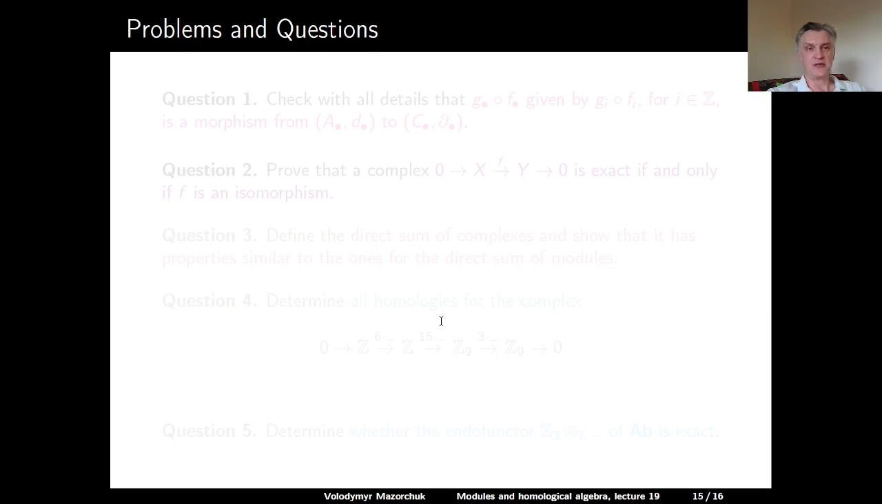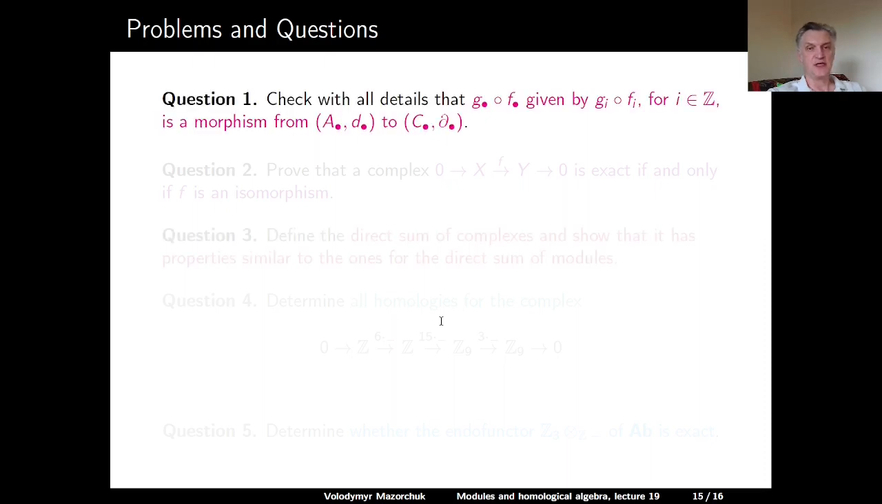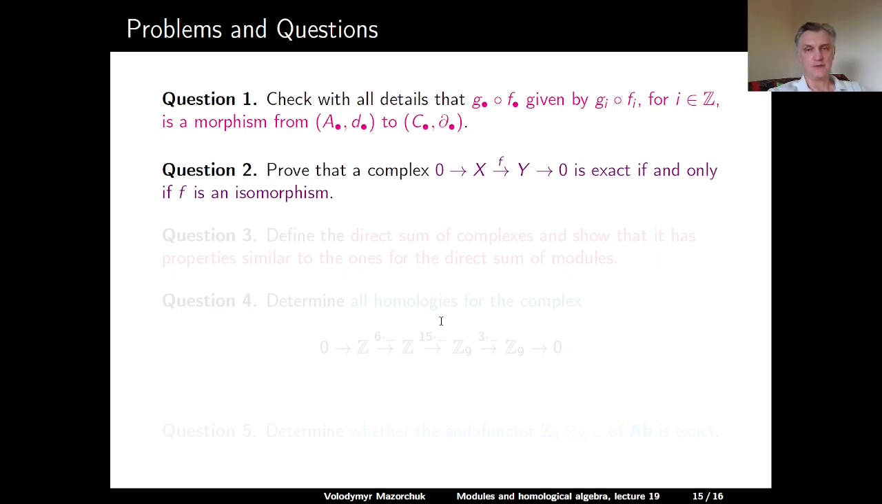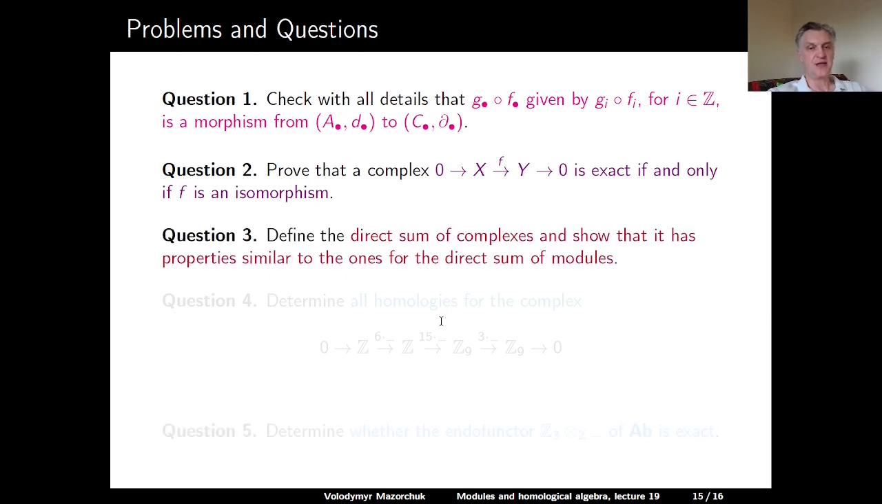Now let us finish this lecture with some problems and questions. Question 1. Check with all details that the composition of two morphisms between complexes is a morphism between complexes. Question 2. Prove that a complex of the form 0 goes to X, and X goes via f to Y, and Y goes to 0, that this complex is exact if and only if f is an isomorphism. Question 3. Define the direct sum of complexes and show that it has properties similar to the ones enjoyed by the direct sum of modules.